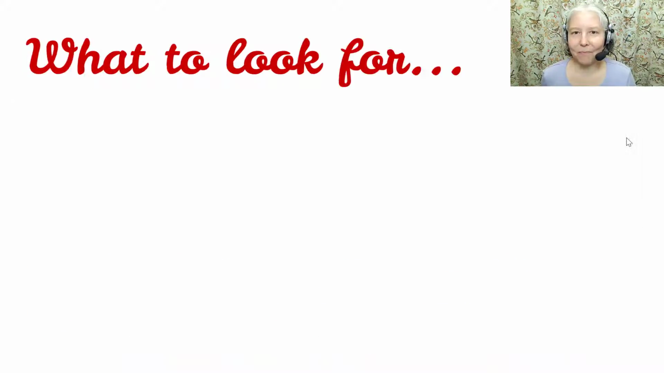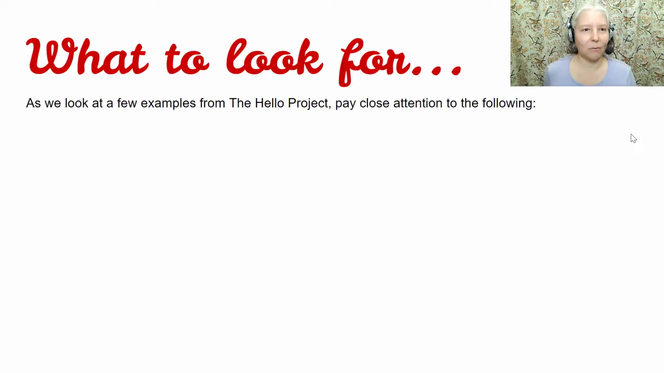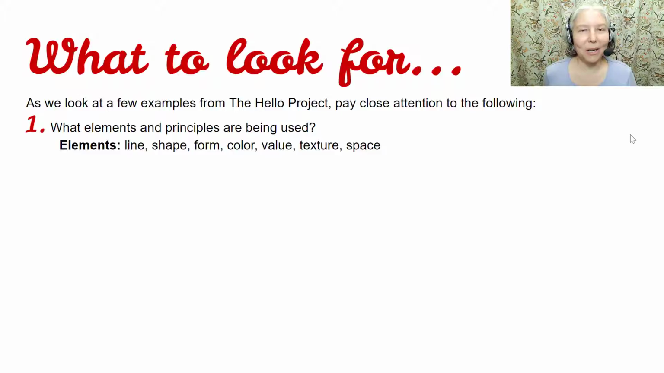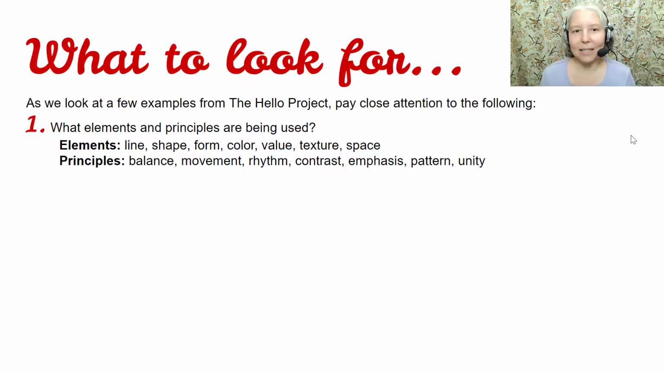of this class. While we're looking at the examples, there are some things that I would like for you to look for. And here they are. Number one, what elements and principles are being used? Last year we learned a lot about them. The elements are line, shape, form, color, value, texture, and space. And the principles are balance, movement, rhythm, contrast, emphasis, pattern, and unity. I'm sure that you are very familiar with those.